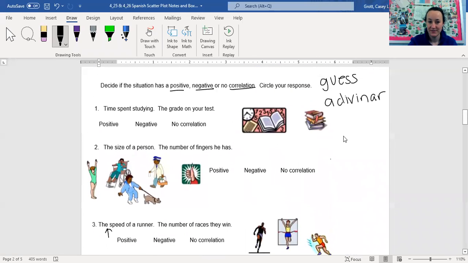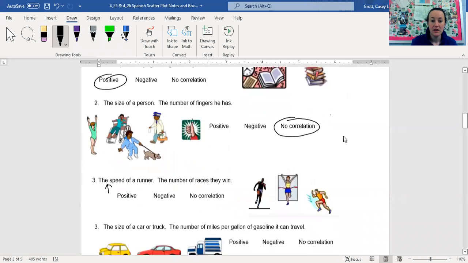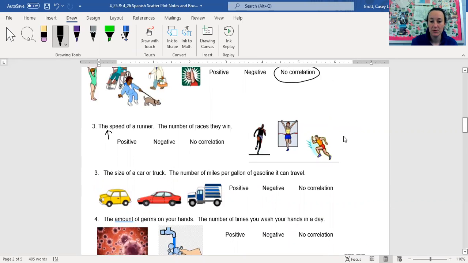Let's see how you guys did. If I spend more time studying, then my grade should go up. This is going to be a positive correlation. The size of a person and the number of fingers he has, that doesn't matter. Whether you're tall or short, most everybody still has 10 fingers. So this one, it's weird, it's no correlation. The speed of a runner and the number of races they win. If the runner is fast, then they're probably going to win more races. That's going to be a positive correlation.